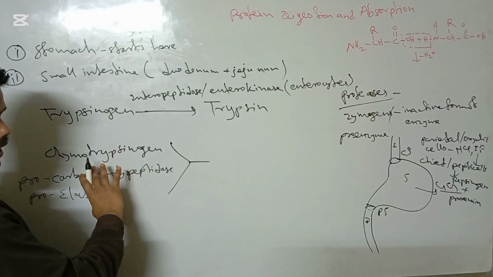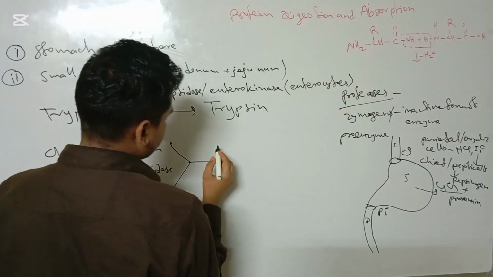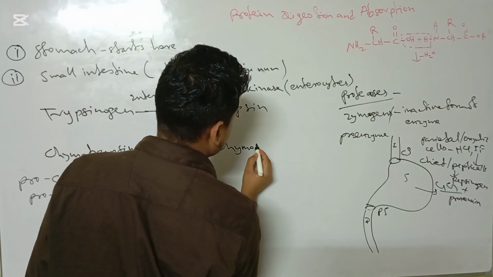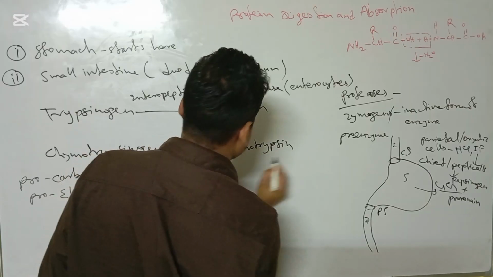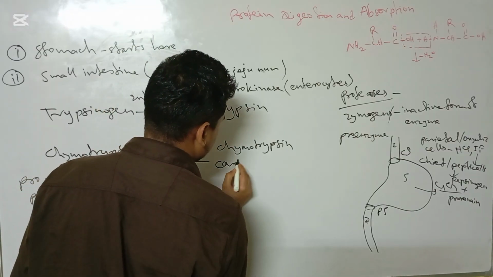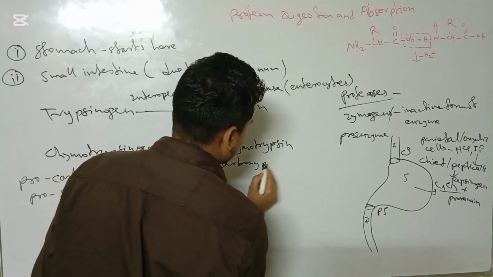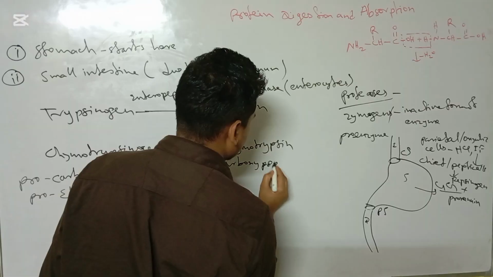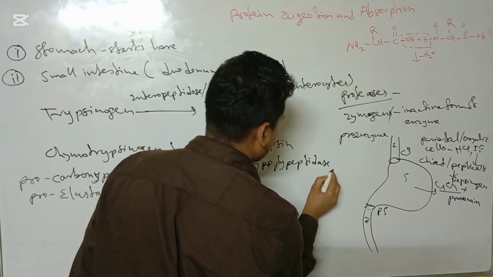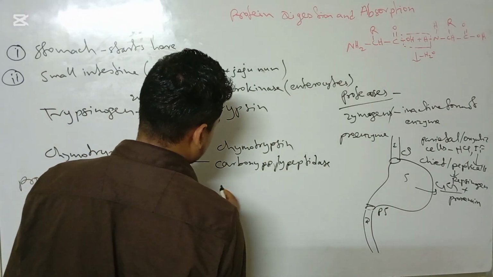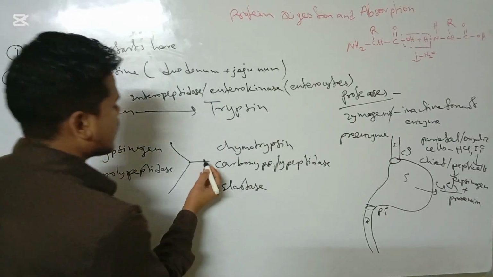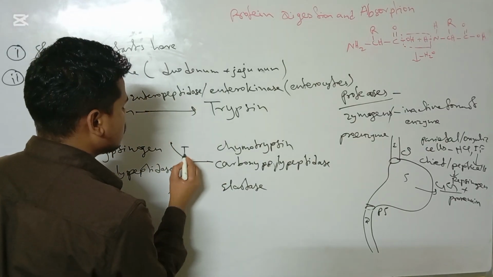Now once this trypsin gets activated, it will activate all the other pancreatic enzymes, that is, chymotrypsinogen into chymotrypsin, procarboxypolypeptidase into carboxypolypeptidase, and proelastase into elastase. This function is carried out by trypsin.